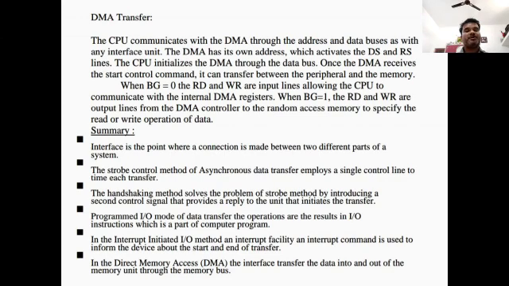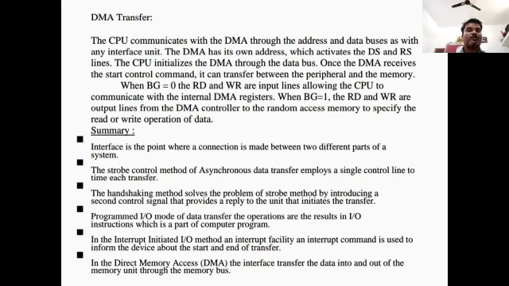The strobe control method of asynchronous data transfer employs a single control line to time each transfer. The handshaking method solves the problem of the strobe method by introducing a second control signal that provides a reply to the unit that initiated the transfer.